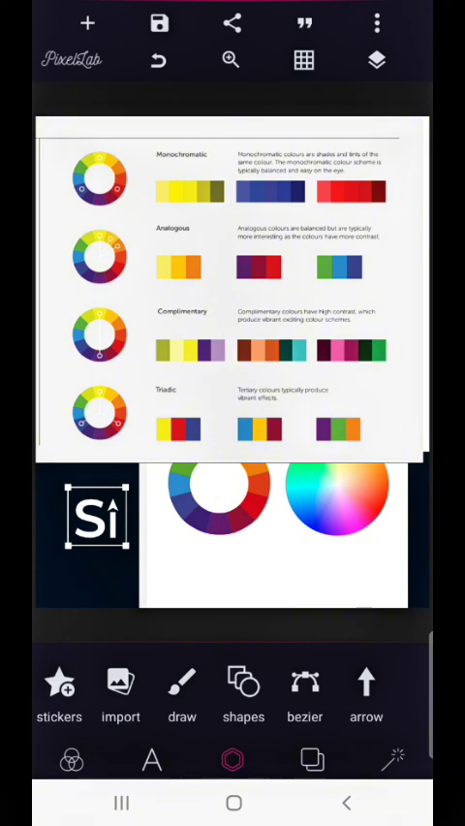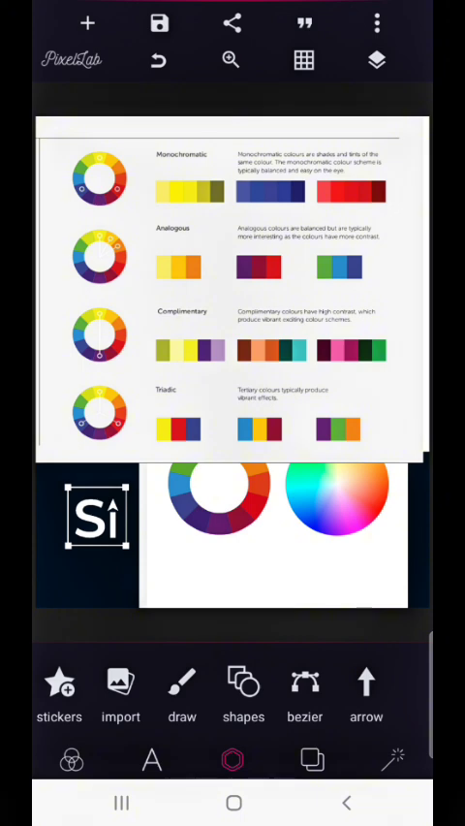Then the next one is complementary color. They are colors that have high contrast, which produce a vibrant, exciting color scheme. So they have a good contrast. When I say contrast, I told you black and white is a good contrast. So when the black is on white paper, it shows a good contrast. When the white is on black paper, it's a good contrast. So when this light yellow is on a dark blue, it is what? Complementary color. They complement each other.